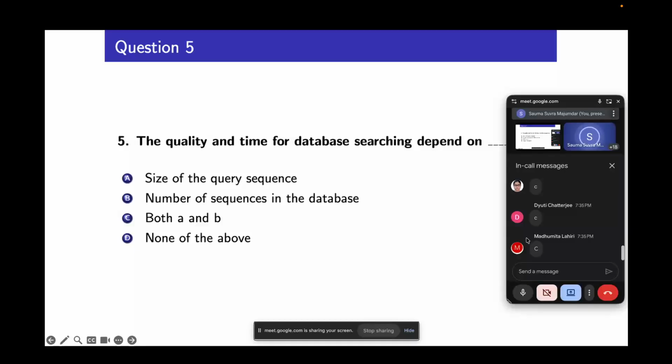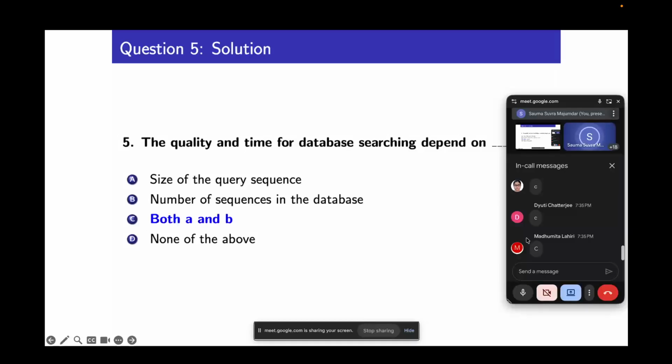Yeah, the answer is C. It depends on both the length of the sequence that you're trying to search and also the number of sequences in the database. I hope you saw that from the E-value calculation as well.